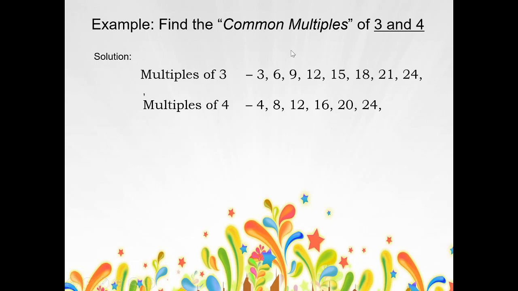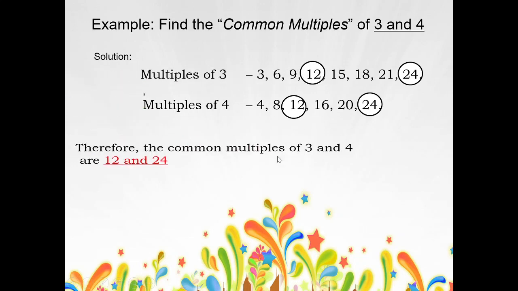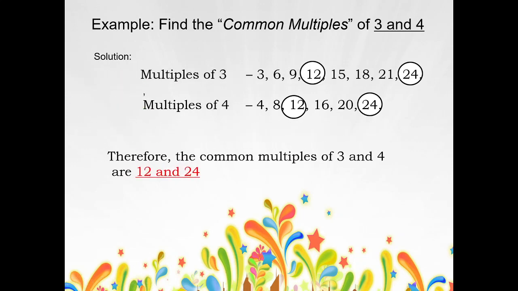So, nakuha nyo na yung multiples. Kukunin nyo na yung common multiples na meron ng 3 at meron yung 4. The same with common factor. Okay, tignan natin kung ano yung mga common multiples na meron si 3 and 4. Okay, we have 12. We have 24. Ayan. So, wala na. So, therefore, the common multiples of 3 and 4 are 12 and 24.